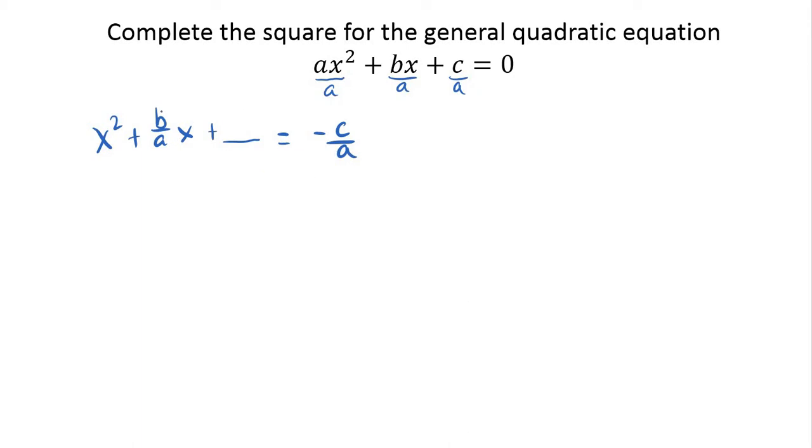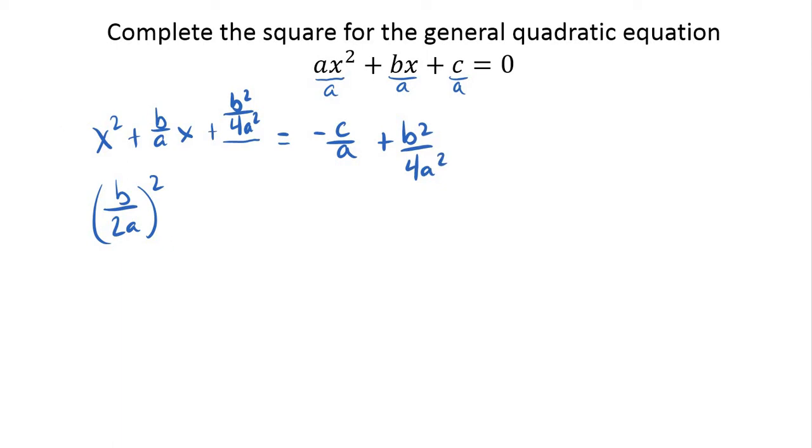Okay, remember, you look at this term, you do half of it and you square it. Well, what's half of b over a? It would be 1/2 times b over a, which would be b over 2a, right? And now if we square that, we're going to have b squared over 4a squared. Now we need to add it to both sides. So b squared over 4a squared.